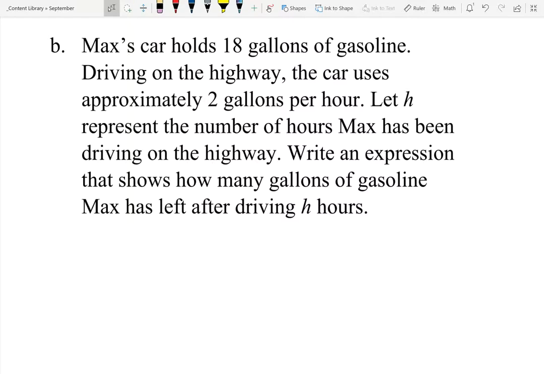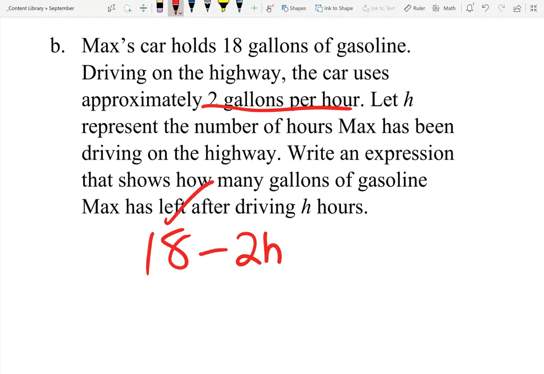So Max's car has 18 gallons in it. We understand that it has 18 gallons in it. Now, when you're driving the car, you're losing gas, right? You're using up gas, so you're subtracting gas from your tank. Now, how much are we subtracting? We're subtracting 2 gallons every hour. So we start with 18, but then we're taking away 2 gallons every hour. So 2 times H for 2 gallons every hour, 2 per hour. And there's your expression.